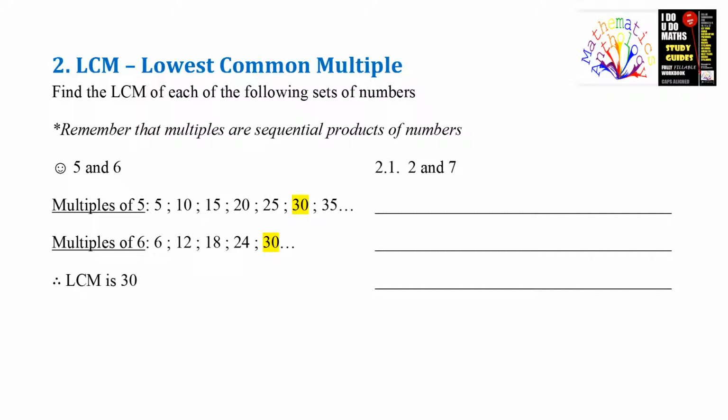So if we're looking for the lowest common multiple, the only multiple here that we have that's common to both 5 and 6 is 30. So that would be our lowest common multiple. So the lowest common multiple of 5 and 6 is thus 30.